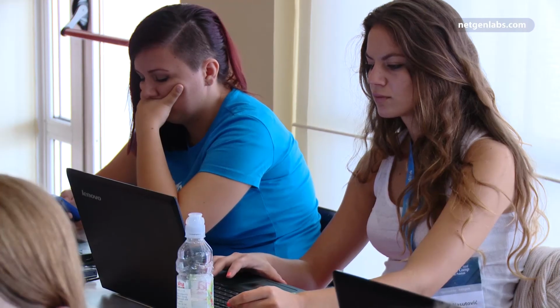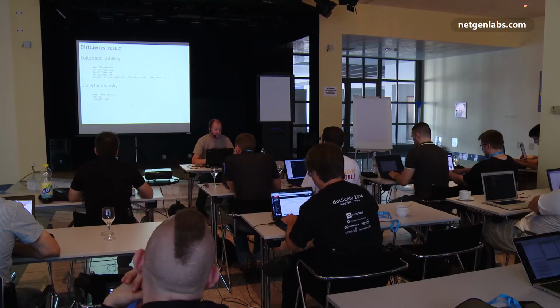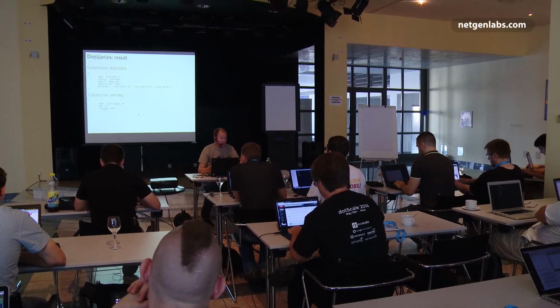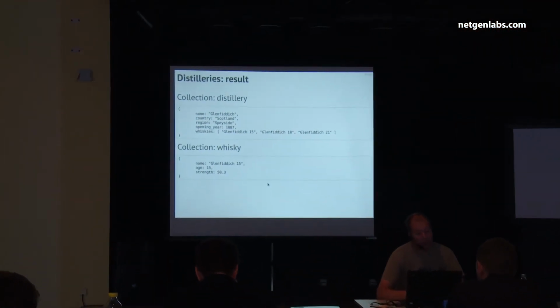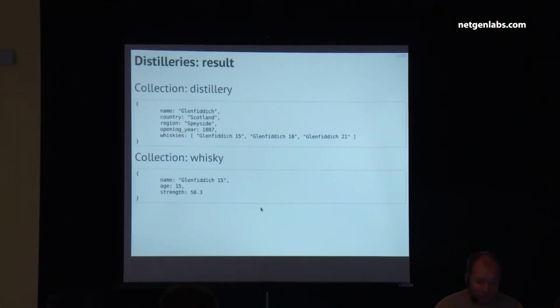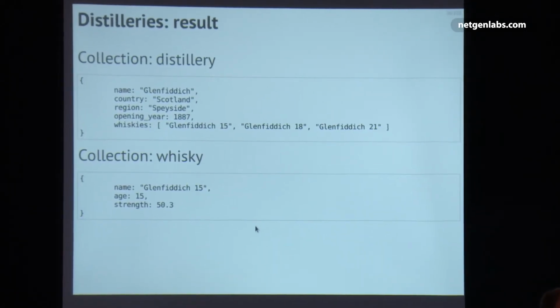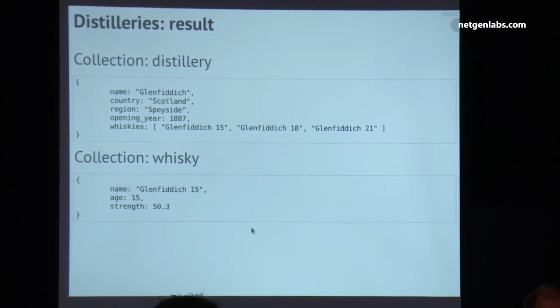So you have two collections. You have a collection that's called distillery, and a collection called whiskey. For each whiskey, I'm storing the name, the age, and the strength, as an example here. As an example, I'm taking Glenfiddich 15, because that's what I had on the shelf. All right, so the collection distillery contains the name, the country, the region, the opening year, and then an array of the whiskeys that it has.